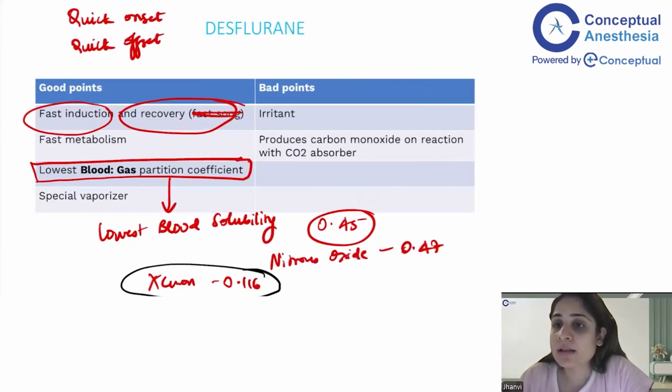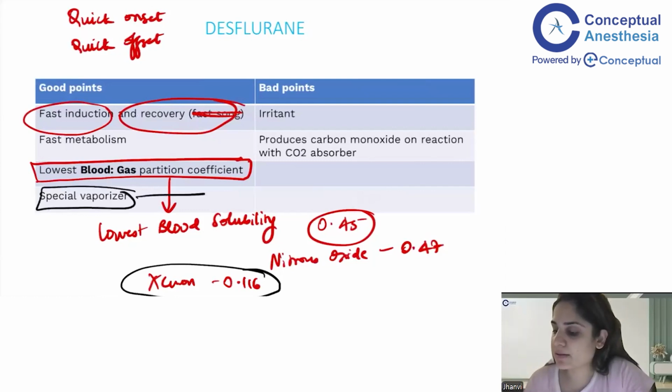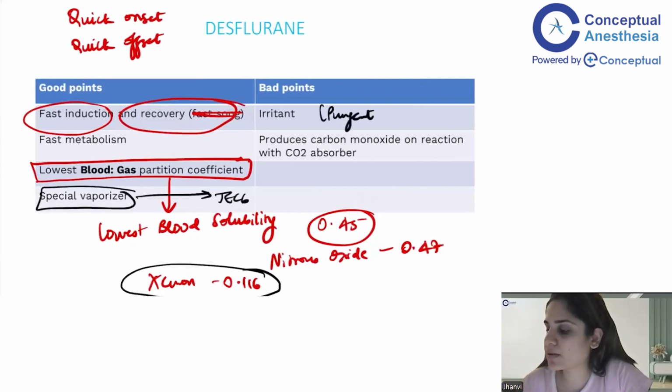Okay. Then, as I told you before, desflurane has a special vaporizer. The name of this vaporizer is Tec 6. And the bad point about desflurane is that it has a very pungent odor. Because of its pungent odor, it causes a lot of irritation to the airway, and it can actually induce asthma in someone who is asthmatic. So it can cause a bronchospasm. It can cause an asthmatic attack because it is a pungent agent.